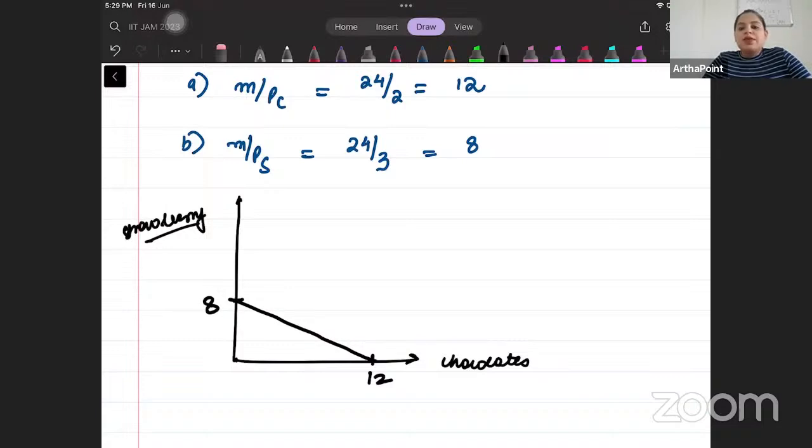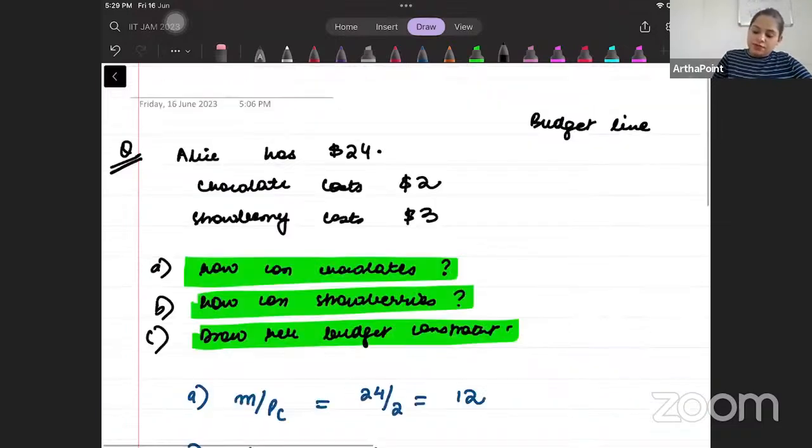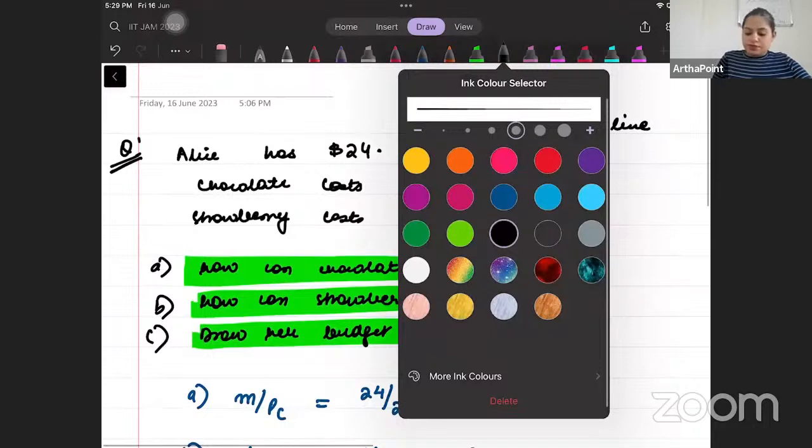Okay, now please go ahead and take another question. I am now giving you a question based on utility function. So one question from each type I'm just giving you. So please write down. This was 1. Question number 2.